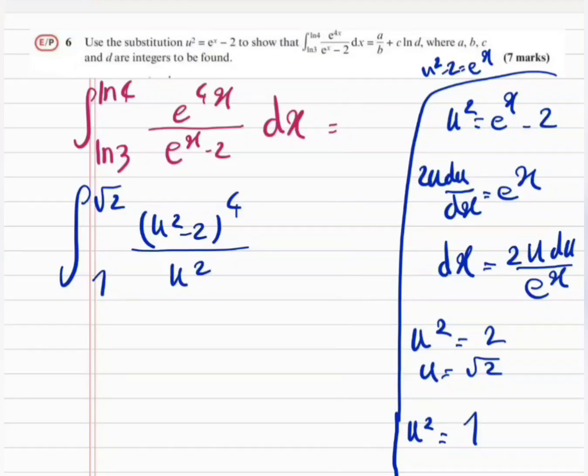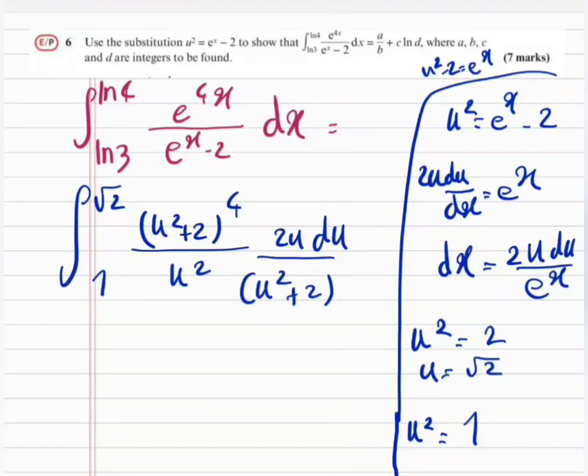And also for dx, we substitute 2u du, and then for the e to the x part, we just need to rearrange this once again, and we'll get u squared plus 2 this time. And also just to correct this, when we rearrange this, we have u squared plus 2 which is equal to e to the x. So here is also u squared plus 2, not minus 2.